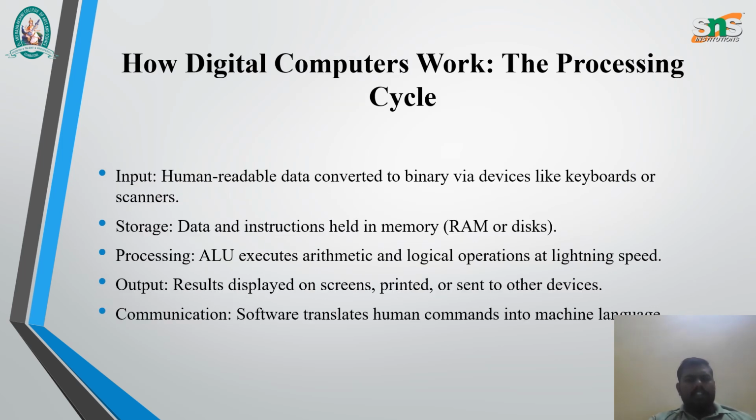How digital computers work: the processing cycle. The arithmetic logic unit executes the arithmetic and logic operations, and the output is the result displayed on screens, printed, or sent to other devices. Communication: software translates human commands into machine language. Human-readable data from devices like keyboards or scanners is converted to binary.